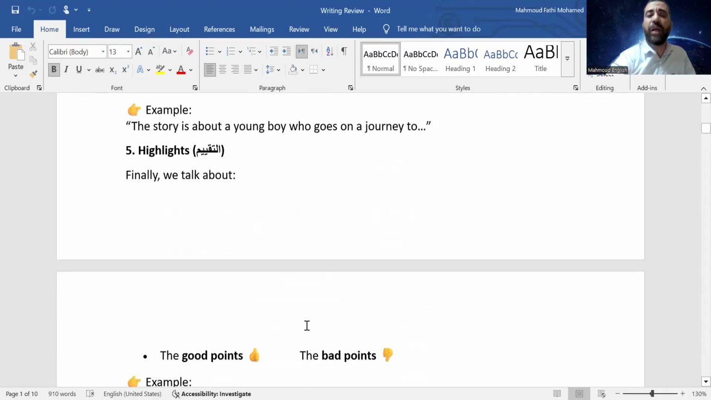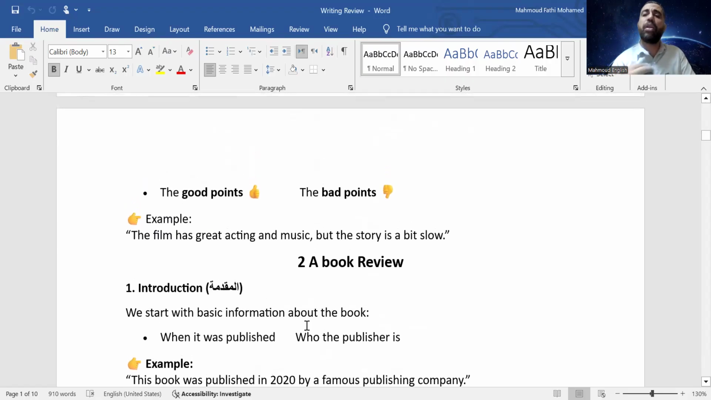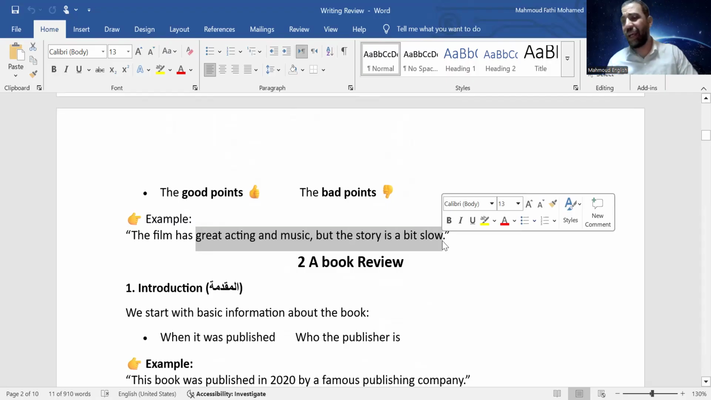Finally, you can talk about the good points of the film and the bad points of the film from your point of view. For example, I think the film was good but the lighting needed to be better, or I think the film was too long or too short. You can tell the good things and the bad things. For example, here I say the film has great acting and music but the story is a bit slow, or the plot is repeated, depending.